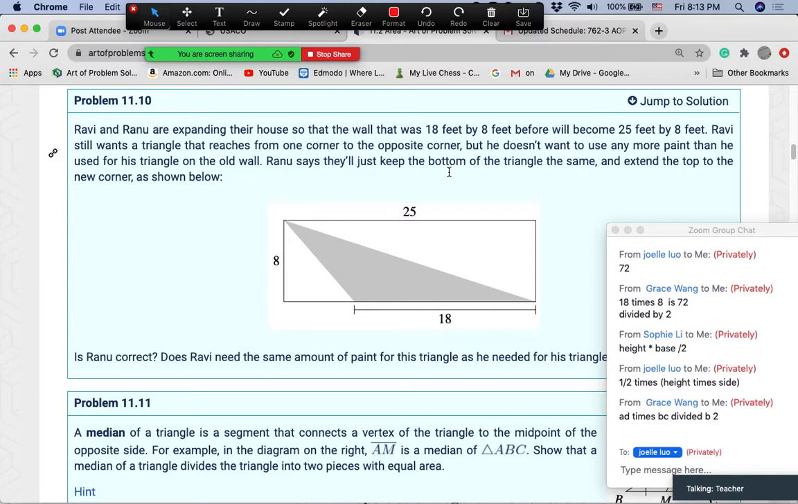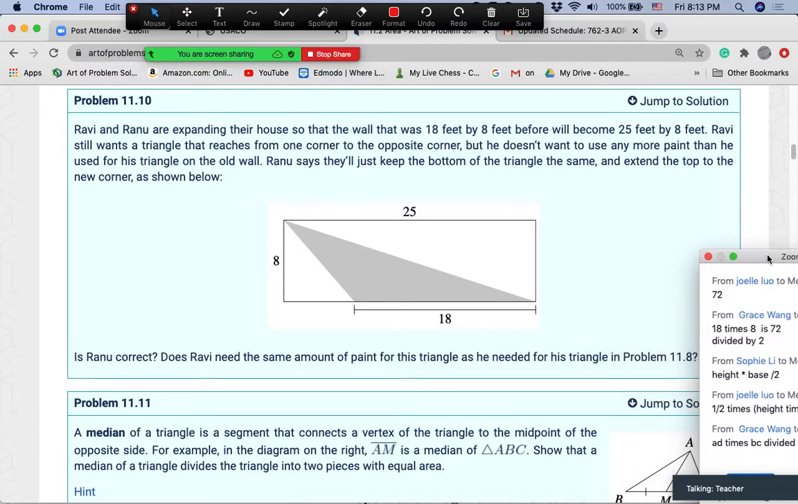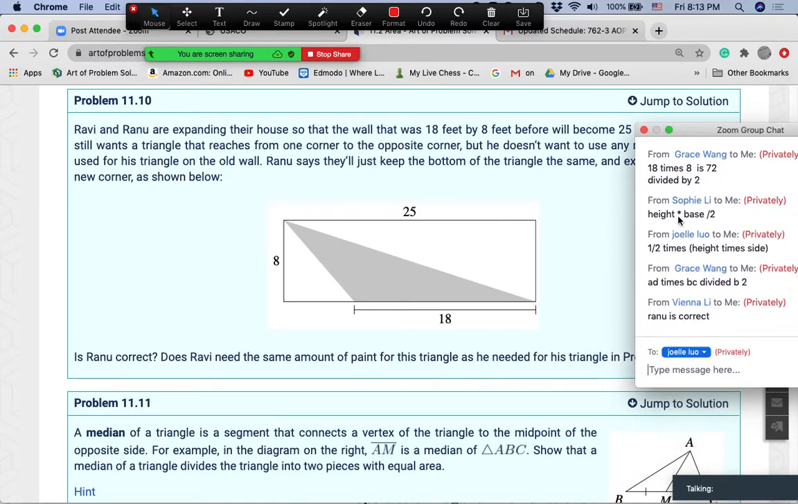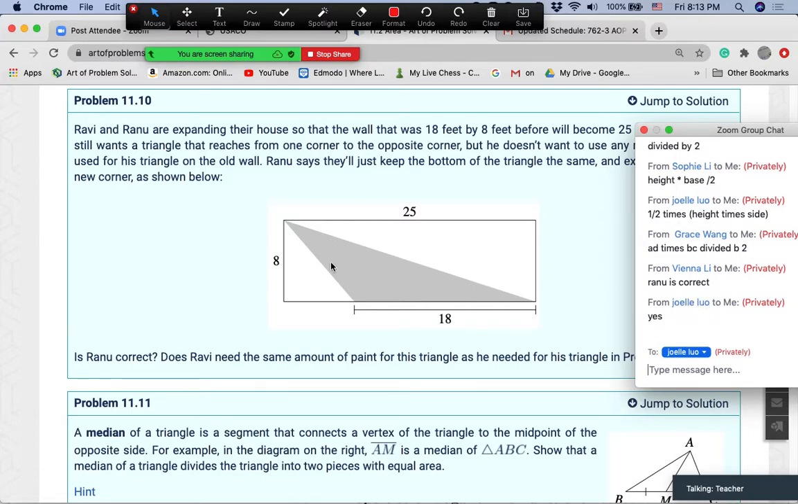Okay, so then they ask you, is Ranu correct? Does Ravi need the same amount of paint for this triangle as he needed for his triangle in problem 11.8? So actually they ask you, does this triangle have the same area as before?